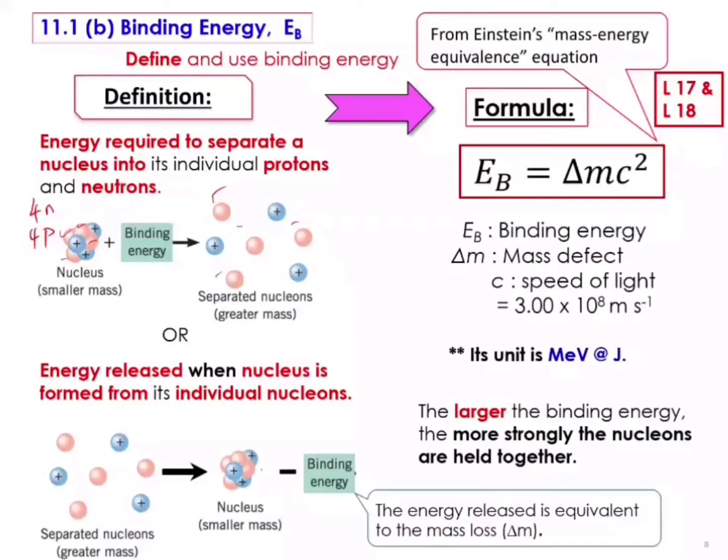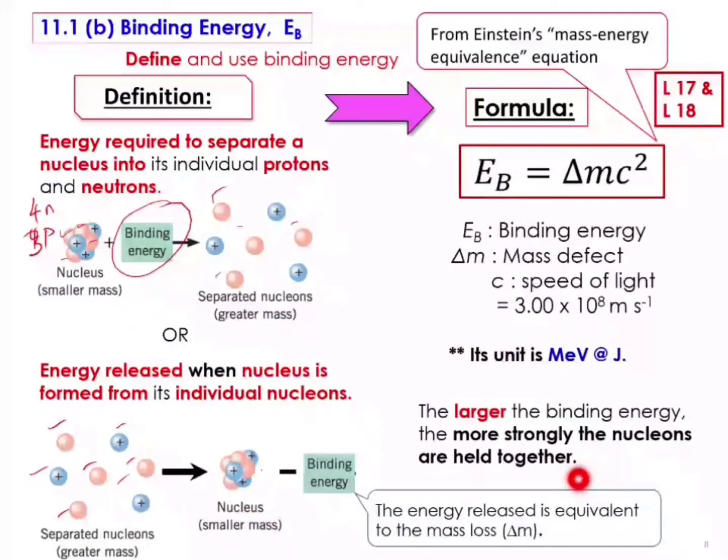We need binding energy to separate these atoms: 4 neutrons with 4 protons, 3 neutrons, 3 protons. Okay, so how much energy is that? That is what we call the binding energy. From 1, 2, 3, 4 neutrons and 3 protons.